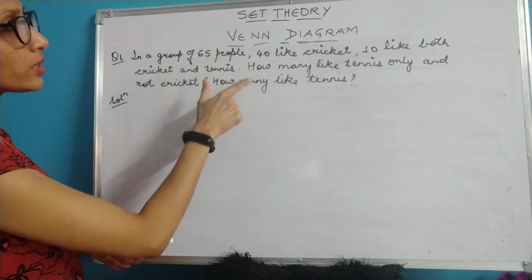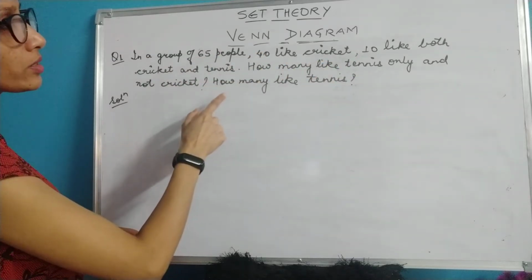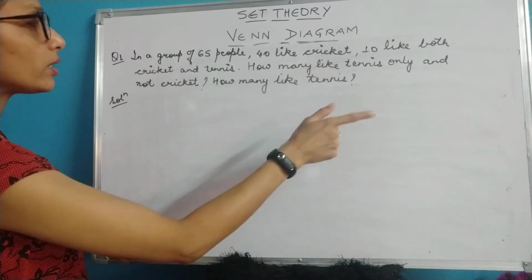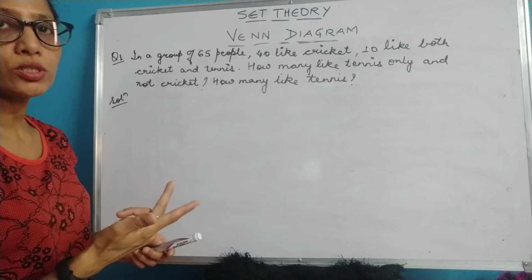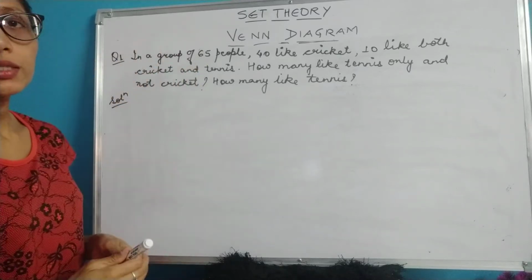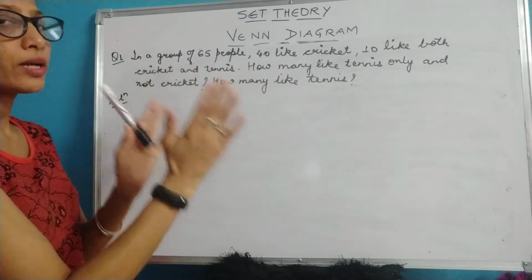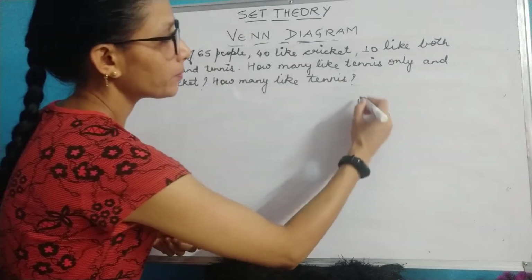In a group of 65 people, 40 like cricket, 10 like both cricket and tennis. How many like tennis only and not cricket? How many like tennis? That means two questions are asked, two sets are given, and the total number of people is 65. So first of all, you represent this question by a Venn diagram.